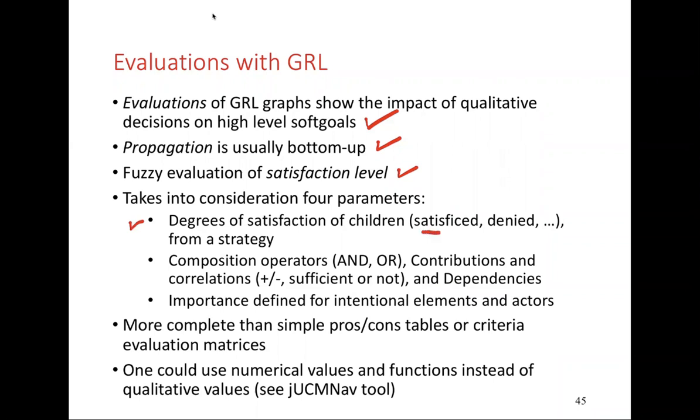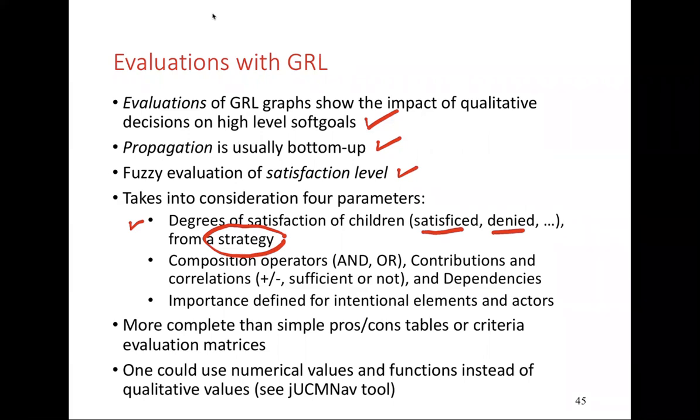It could be satisfied, it could be denied, or it could be weakly satisfied, or weakly denied. And this is mainly based on a given strategy. So initially, to assess a goal model, you should come up with a strategy and then prove if your strategy is successful or acceptable or not.